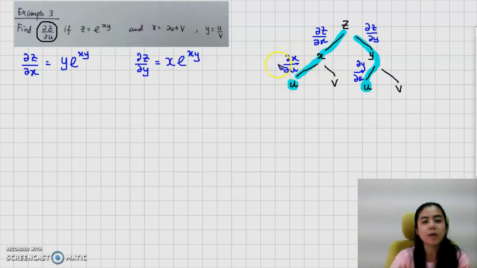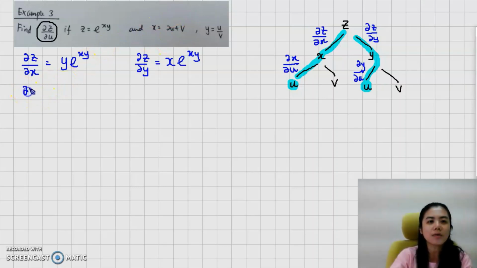You need ∂x/∂u, which you can get from here. Treat v as constant and differentiate this, so you have 2. Do we need to find ∂z/∂v? No, because we don't need it. What we need is just ∂x/∂u. Even if you find it, we also don't give you any marks on that, because it's just required to find one partial derivative. What is the last partial derivative that you require?